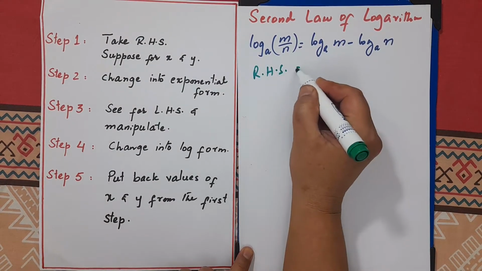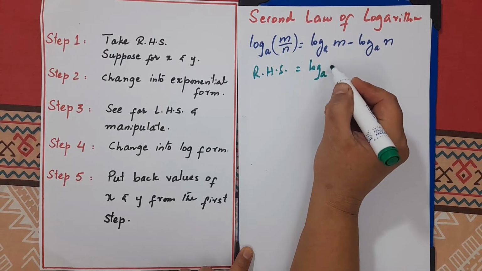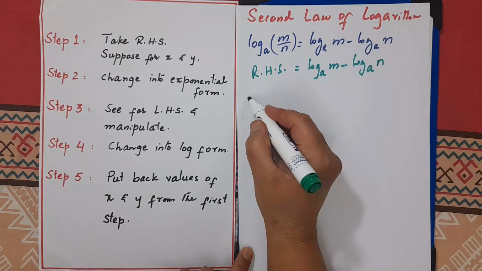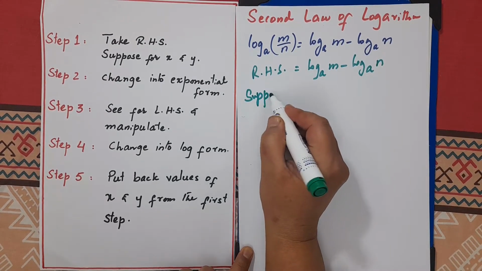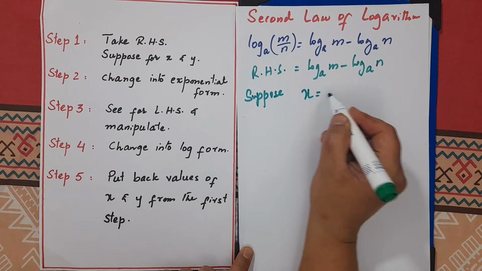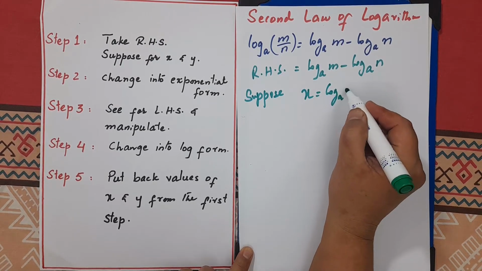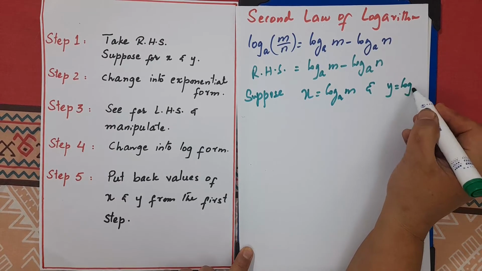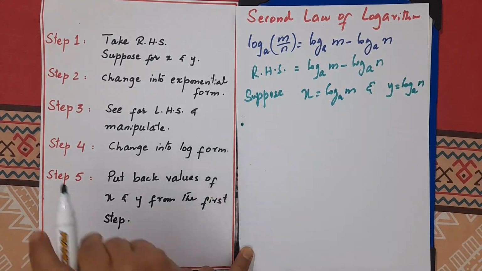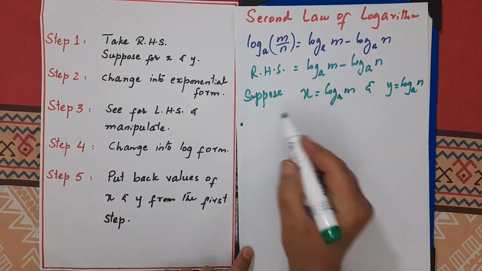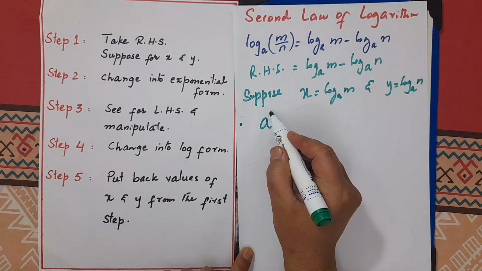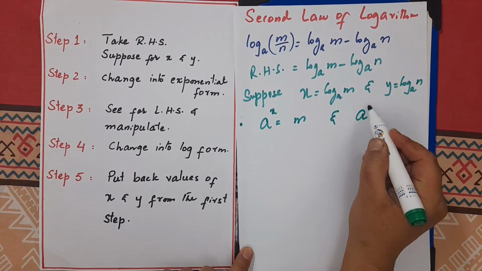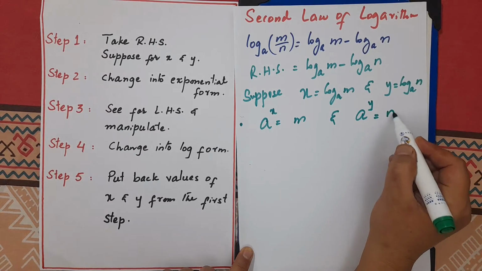Right hand side is equal to log to the base a of m minus log to the base a of n, and we are going to suppose x is equal to log to the base a of m and y is equal to log to the base a of n. Our second step is change into exponential form. Exponential form, a, x would come into the power is equal to m, and a, y would come into the power is equal to n.